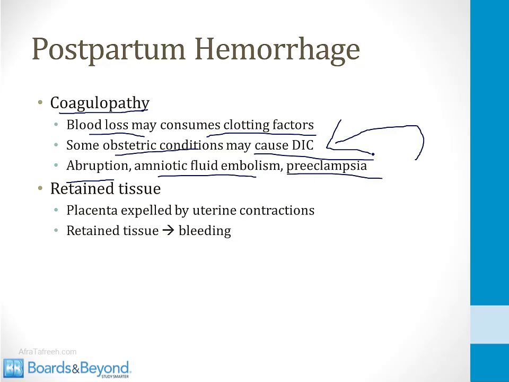So if a woman develops DIC, she won't be able to clot, and then she won't be able to stop bleeding. So one of the things you do on OB rotations if a woman continues to bleed after delivery of a baby is check the PT, PTT, and platelet count to make sure she has a normal clotting system.